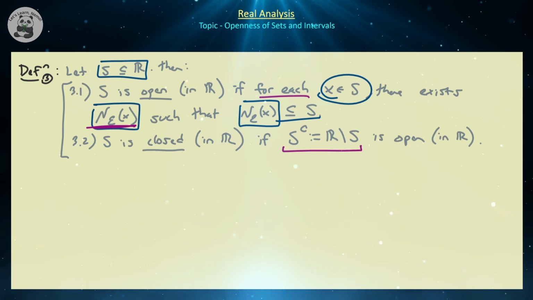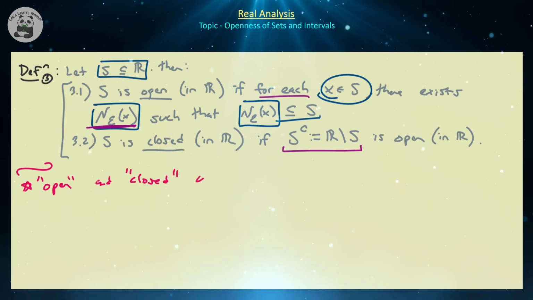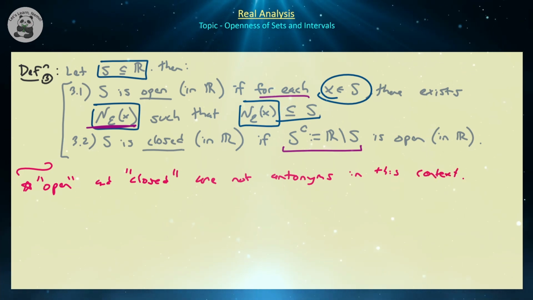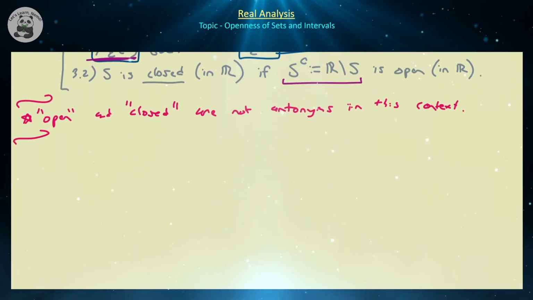Now, I want to mention a very important note that the words open and closed are not antonyms in this context, right? So just because a set is open, that does not necessarily imply that it's not closed. If a set is closed, that does not necessarily imply that it's not open, right? I'll give a couple examples of why I'm mentioning this in just a moment, but keep in mind that open and closed in this context are not necessarily antonyms, right? So just keep that in the back of your mind. All right, let's start proving some things.